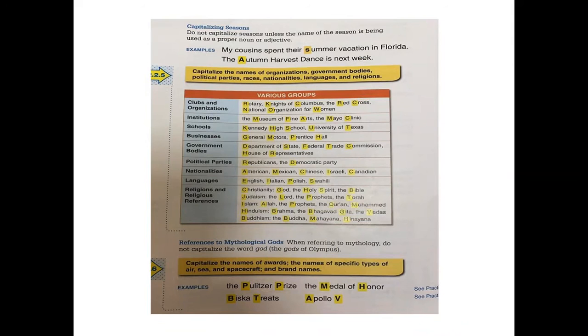But when you have a title of something, for example, at the lowest part of the page, you will see the Medal of Honor. Okay, the Medal of Honor. You will notice that the articles or the prepositions are not capitalized, and it's okay to do that. When you have a title which includes articles and prepositions, it is okay to not capitalize articles and prepositions.